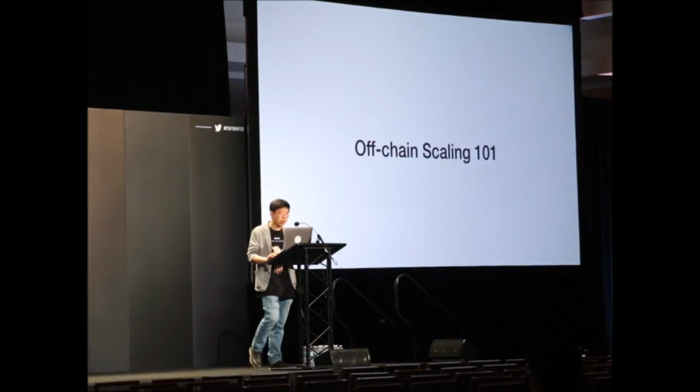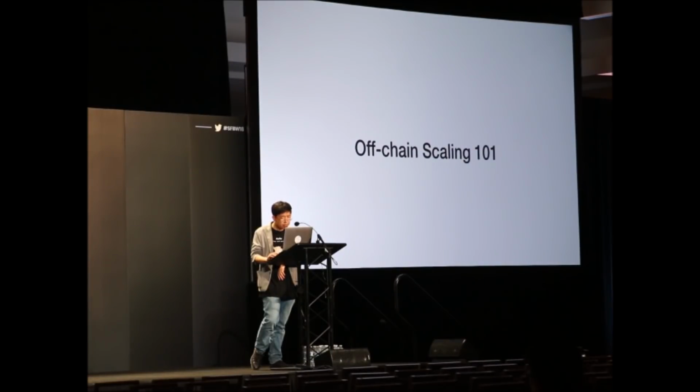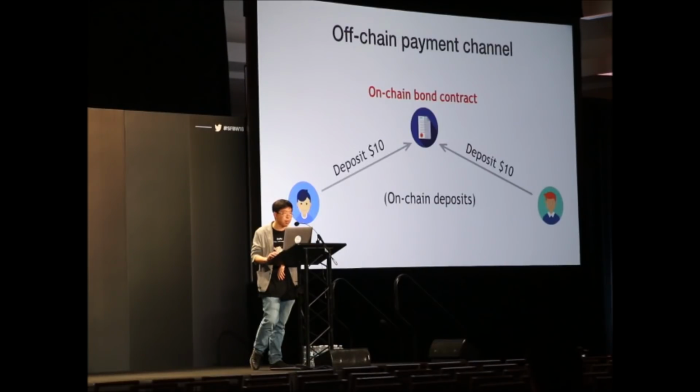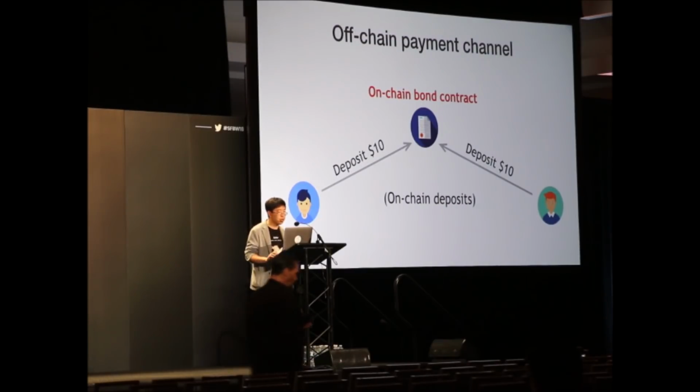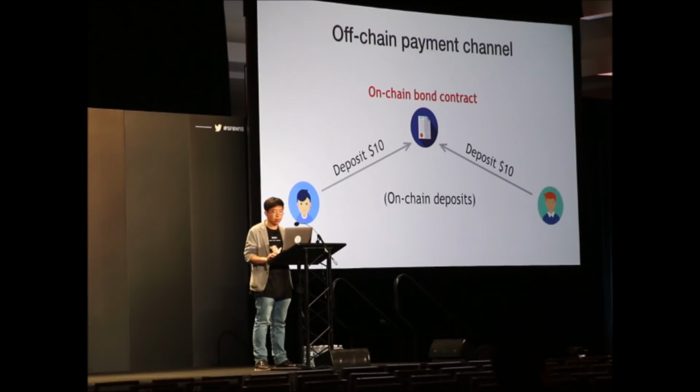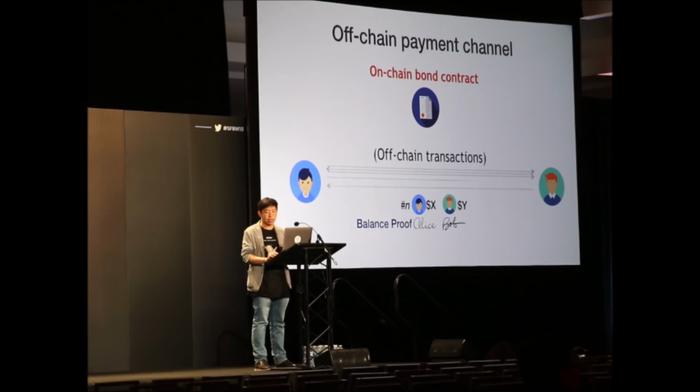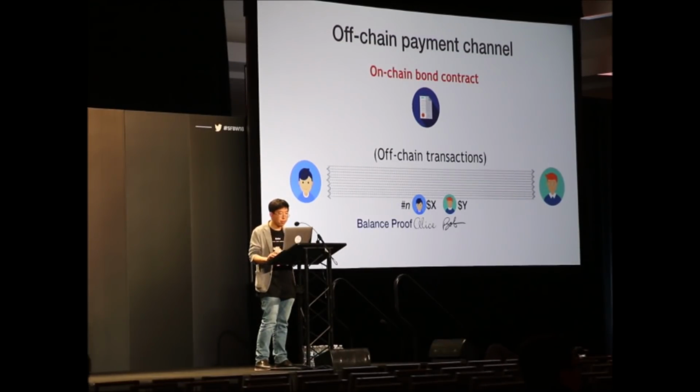So before I jump into the off-chain crypto economic aspect, let me just give a quick off-chain scaling 101, right? I'm going to use the most classic example of payment channel. A payment channel is this: if you have Alice and Bob trying to send each other money really quickly, you can do this. You can have an on-chain bond contract where Alice and Bob both put $10 into it, and then after that they can just quickly send each other money by passing back and forth something called a balance proof. This balance proof is basically a mutually signed agreement saying that among that $20, how much belongs to Alice and how much belongs to Bob.